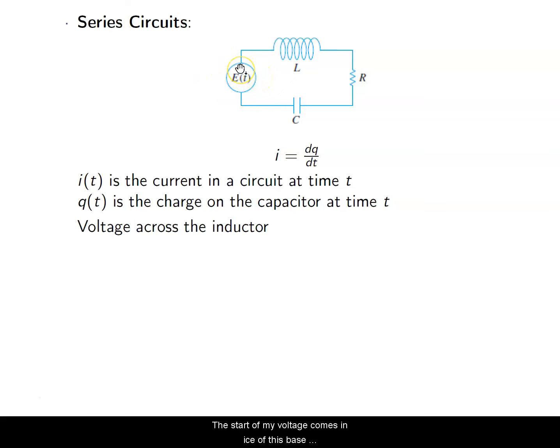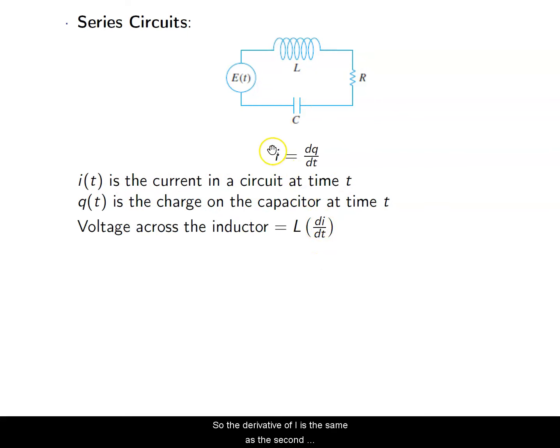This is where the start of my voltage comes in, right? So this is basically where the battery is, right? This is the power supply here, right? So the voltage across the inductor is L times the derivative of I, right? The rate of change of I. So the inductance times the rate of change of current over the inductor.